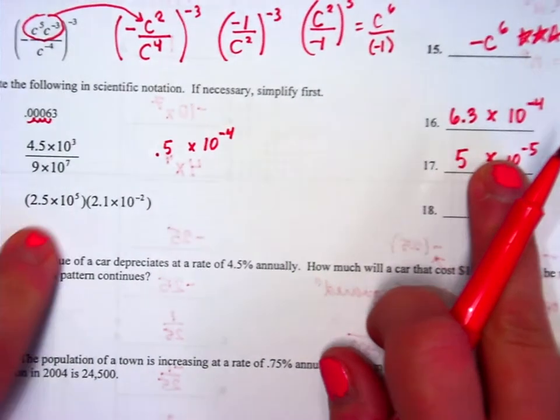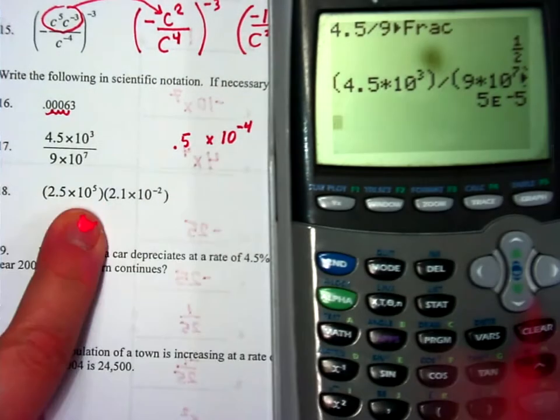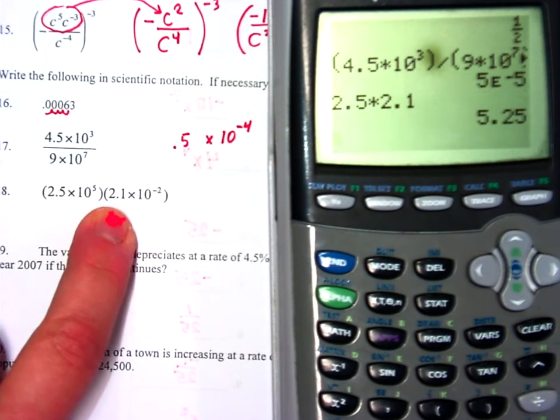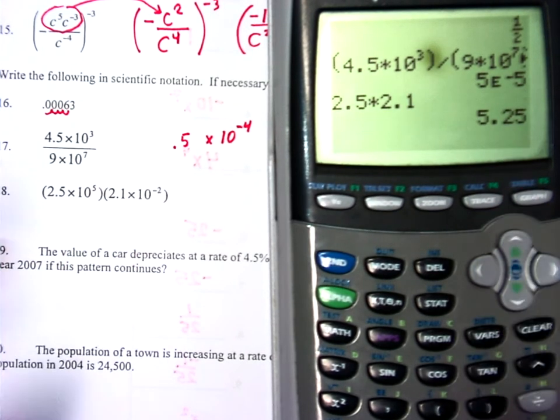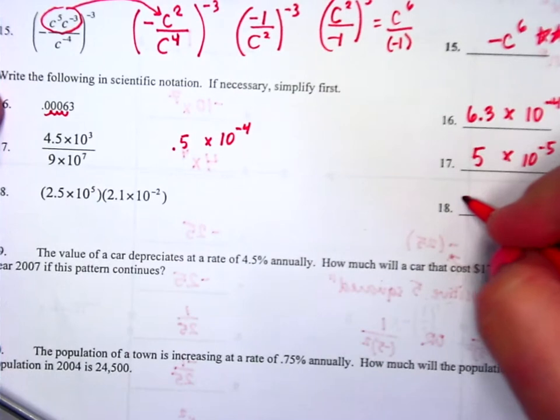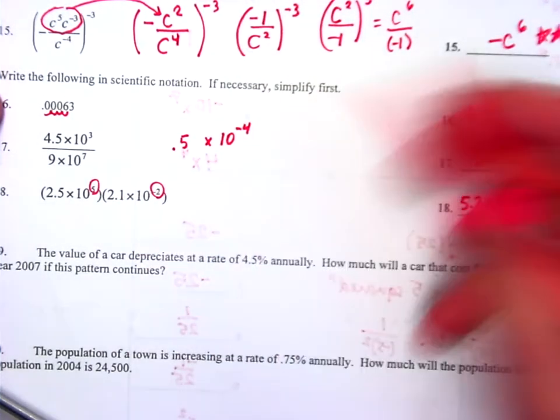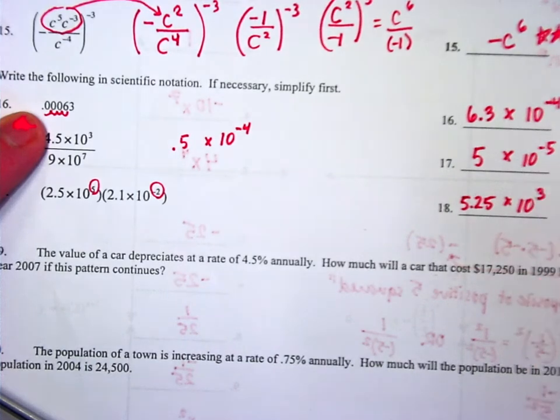Okay. So here, same idea. I'm going to multiply 2.5 times 2.1 here as my lead coefficients, and I get 5.25, which is nice because that is between 1 and 10. So I'm going to use that in my answer. And then I'm just going to add the exponents. 5 plus -2 is +3.